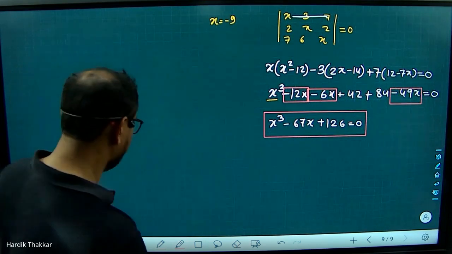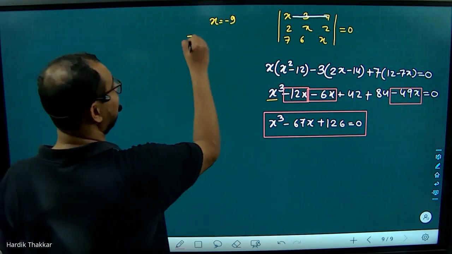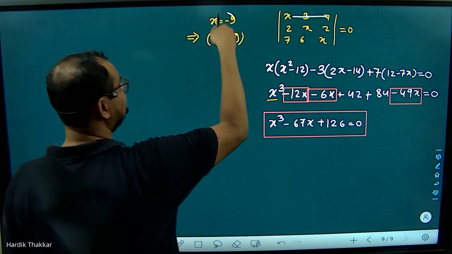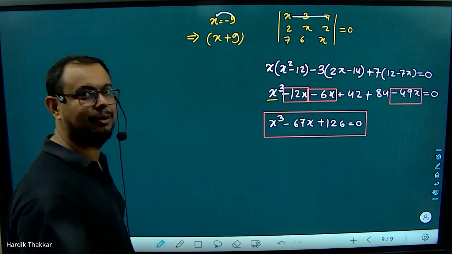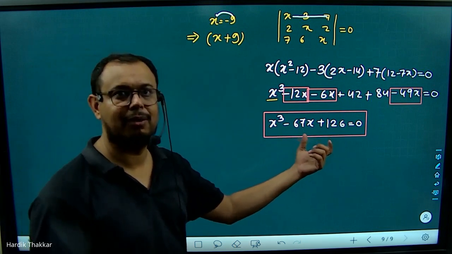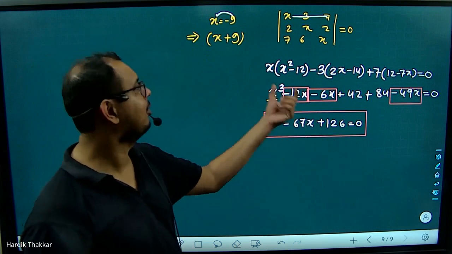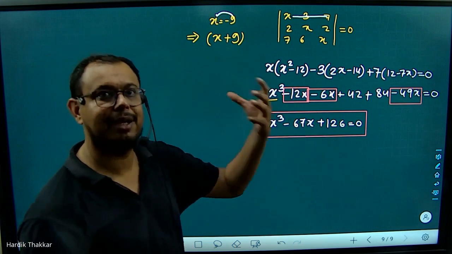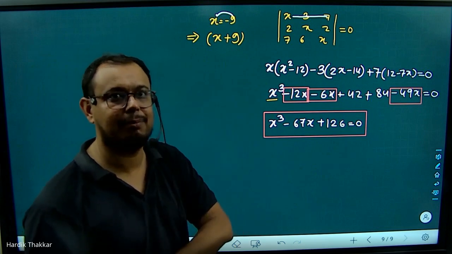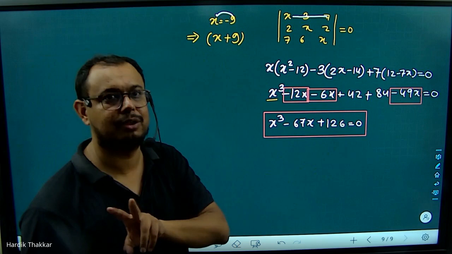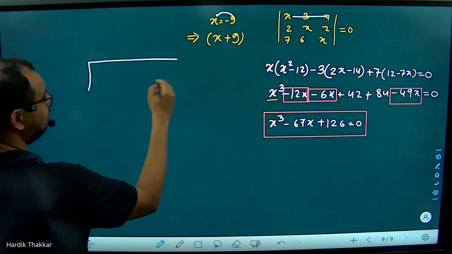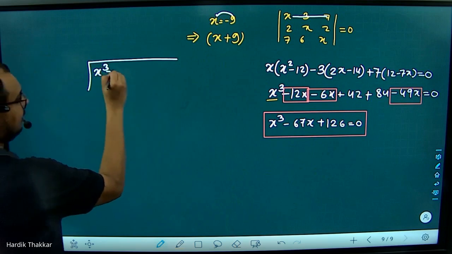So for that, first we will write this as x plus 3, because when we shift this minus 9 here, we will get x plus 9. Okay, and this x plus 9 will be a factor of this cubic polynomial. So we will divide this cubic polynomial by x plus 9, and we will get a quotient which will be quadratic. And by solving that quadratic polynomial, we will get the remaining two values of x. So here we have to apply the long division method, which we have studied in class 9th and 10th.